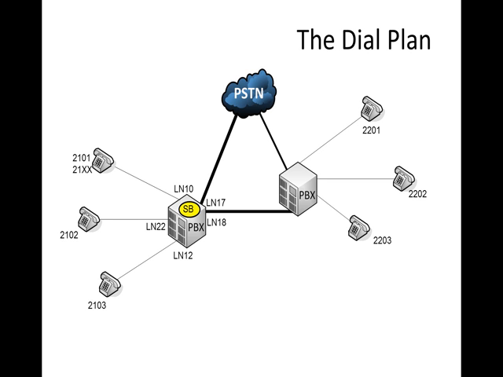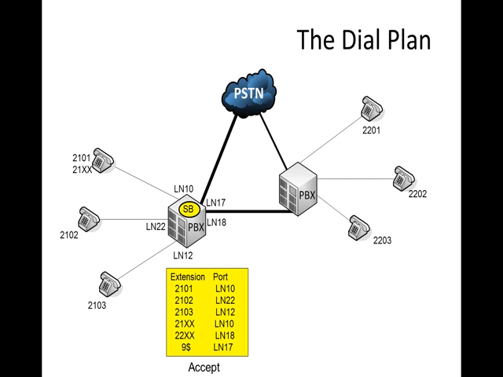So what I'm going to do then is go in and start creating a dial plan, which means I'm going to create a set of rules and associations. The associations will be for telephone numbers associated with particular physical interfaces. So we're going to create something like this. Extension 2101 is connected to port LN10. Okay, so on and so forth. I don't have to read the whole thing to you. You'll notice that each extension, 2101, 2102, 2103, has its own port.